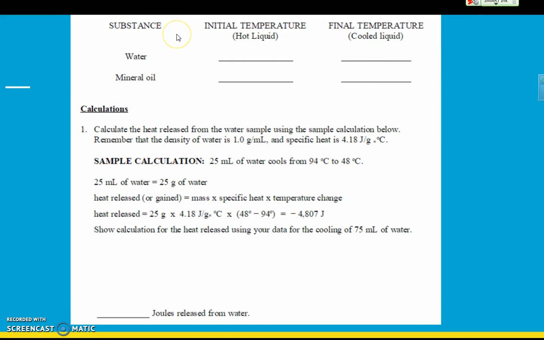So we finally got some data yesterday, and you'll be happy to know that there was no fire the second time I tried it. When I heated up the water, the water started out around 90 degrees Celsius. The oil started out around 96 degrees Celsius. After it was allowed to cool for 10 minutes, the water's final temperature was 65 degrees Celsius, and oil's final temperature was 64 degrees Celsius.